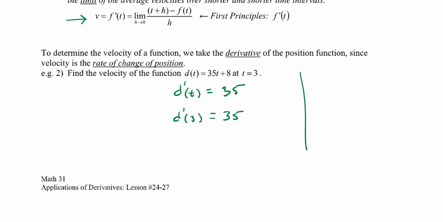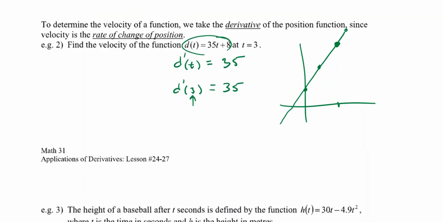And let's just check to make sure that makes sense. If we graph this linear relation, this would have a y-intercept at 8, and then it will go up with a slope of 35. Then if I'm saying at 3 seconds, what's the slope? We figured out it's 35, and yeah, that makes sense on a straight line, doesn't it? The slope is the same everywhere. It wouldn't matter what time we threw into that, because we're dealing with a straight line. So that makes sense, okay?